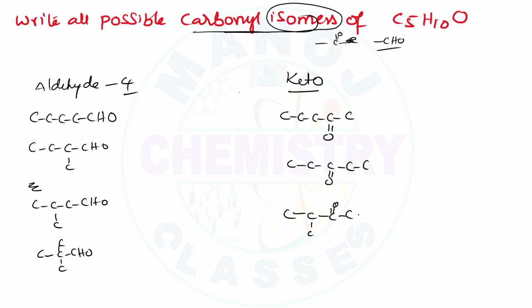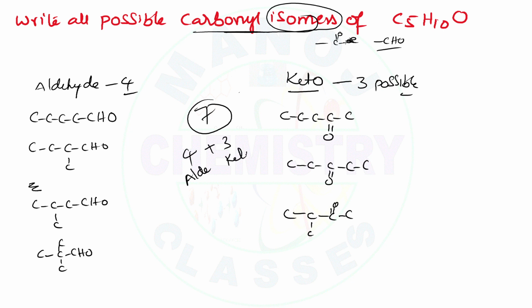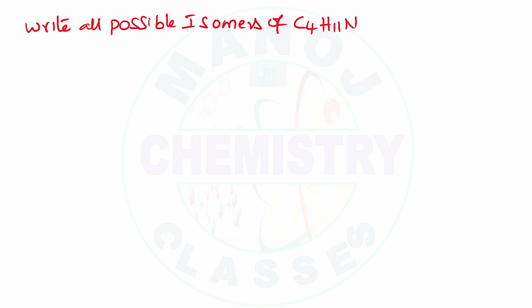Only 3 possible keto isomers are there. So total 7 carbonyl isomers are there, in which 4 are aldehyde carbonyl isomers, 3 are keto isomers. So these are the possible carbonyl isomers for those compounds. Hope you understand this one. So come to the next one.